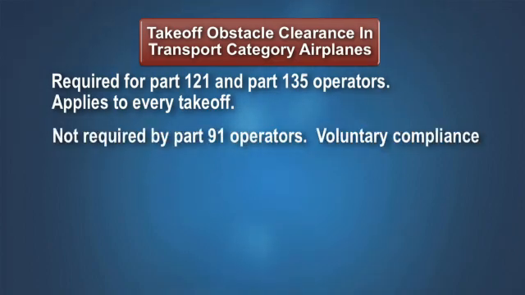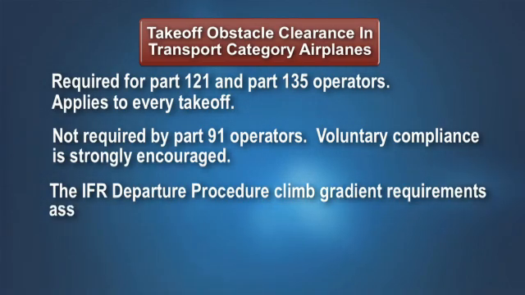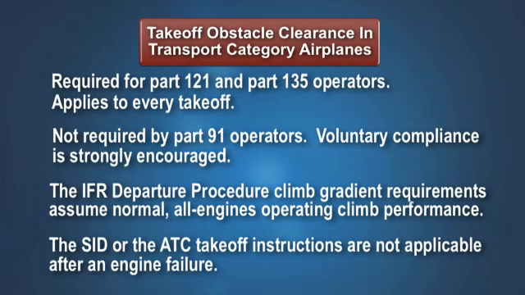Though not required, voluntary compliance is strongly encouraged by Part 91 operators. The climb gradient requirement, published in a standard instrument departure or an obstacle departure procedure, assumes normal all engines operating performance. Demonstrating that the airplane can meet these climb requirements after an engine failure is not required. If the engine fails on takeoff at or above V1 speed, fly the engine failure procedure. The SID or the takeoff climb-out instructions received from ATC are no longer applicable. Advise ATC of your intentions when it is safe to do so.